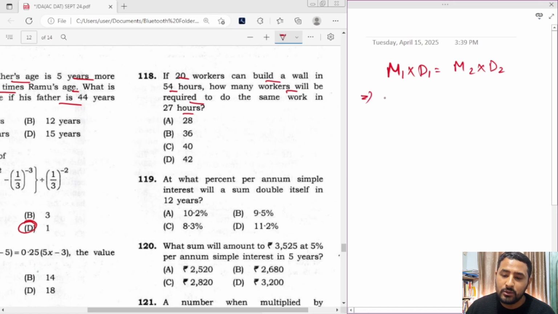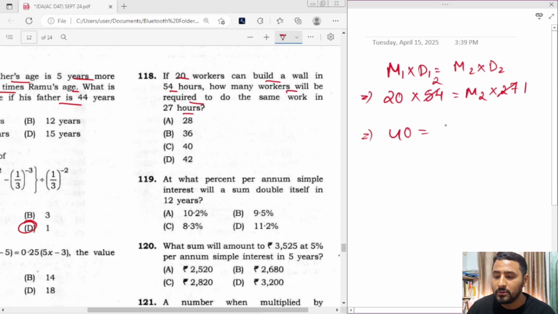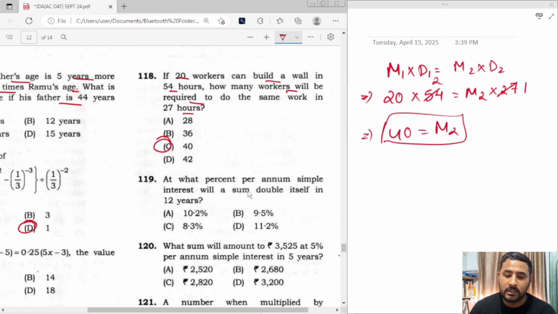So what is given? 20 workers, 20 men are given. How many days are they taking? 54 hours, that is the same, okay? How many workers will be required to do the same work? We don't know m2 in 27 hours. Days is 27. So you cancel 27 1, 27 2. You get the answer 40 equal to m2. So how many men do you need? 40 men. Okay, let's go next.